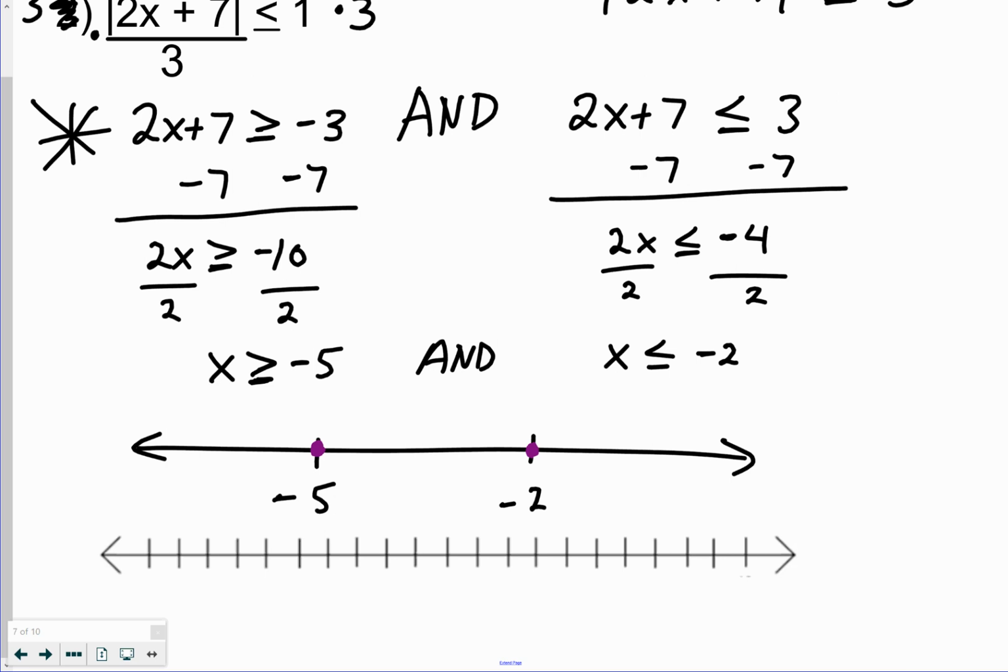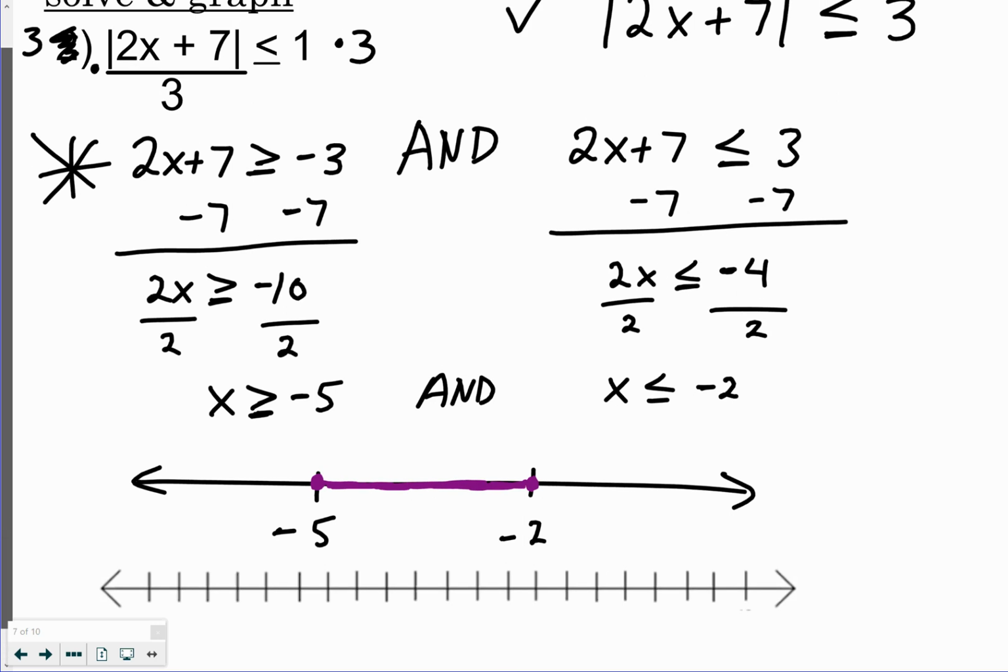What are values that are greater than negative 5? Great, so that's going to the right. What about less than negative 2? To the left, so you should see that they come together. We're not going to cross over each other. And it's and. Does that match up with and? It does. Any questions on this process?